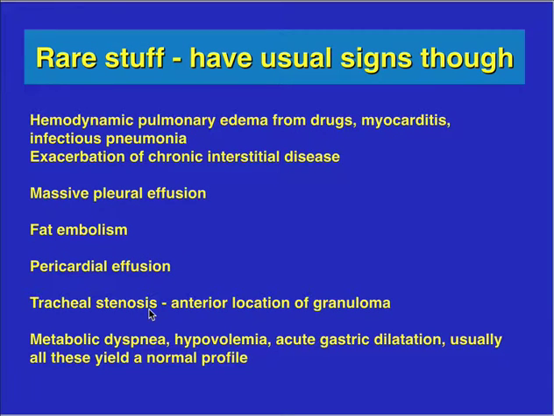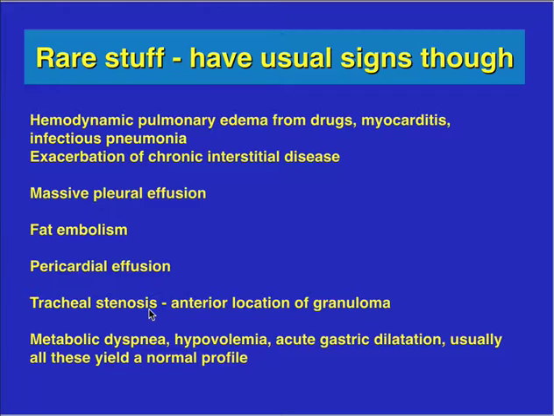Now, does this cover everything? You can still have a lot of rare stuff. For instance, you can have hemodynamic pulmonary edema from drugs, myocarditis, infectious pneumonia. You can have exacerbation of chronic interstitial disease. You can have massive pleural effusions. We didn't talk about anything about pleural effusion in this algorithm, but massive ones can cause acute respiratory failure. You can have fat embolisms, pericardial effusions, tracheal stenosis, and you can also have hypovolemia, acute gastric dilation. I see that on codes on the floor frequently.